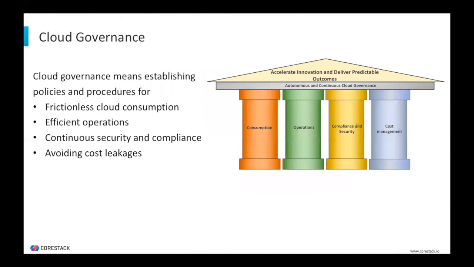Now, in the context of cloud, governance means establishing policies for achieving these 4 critical business benefits: frictionless cloud consumption, efficient day-to-day cloud operations, be it hybrid cloud or multiple clouds, continuous security and compliance, and avoiding cost leakages. What it means to you is you can accelerate your innovation and deliver predictable outcomes.